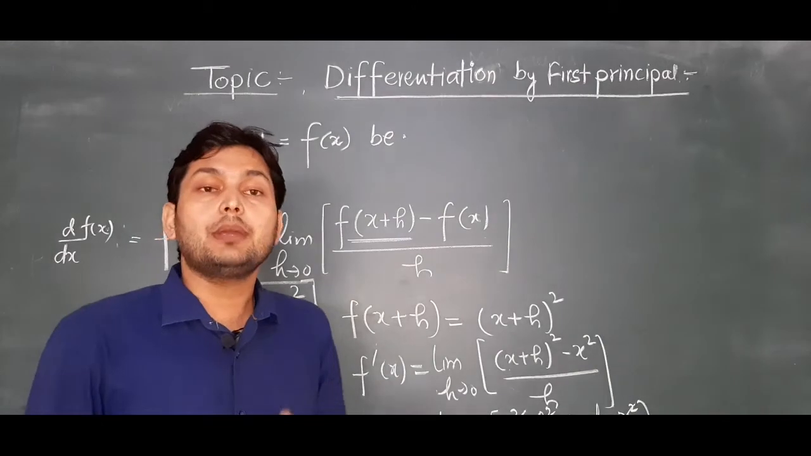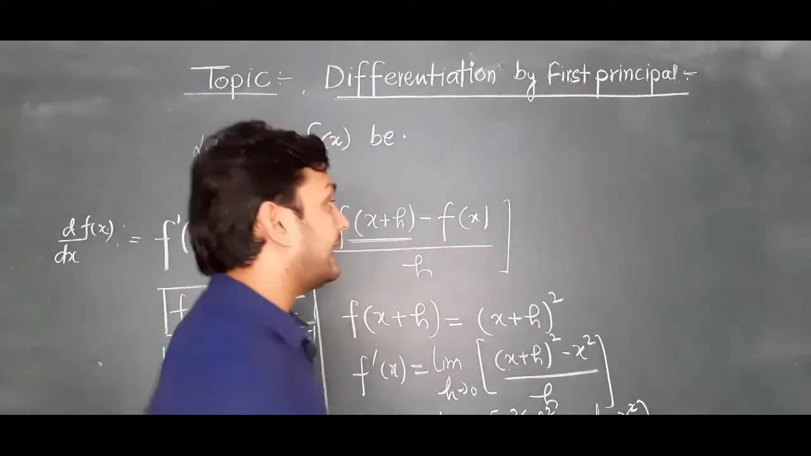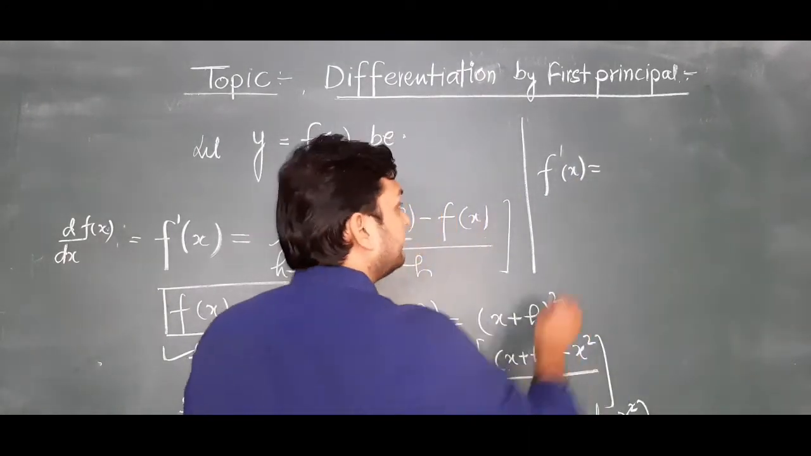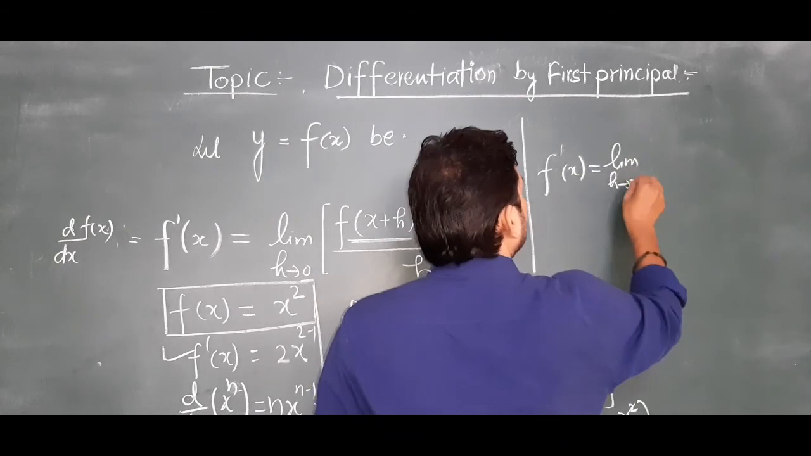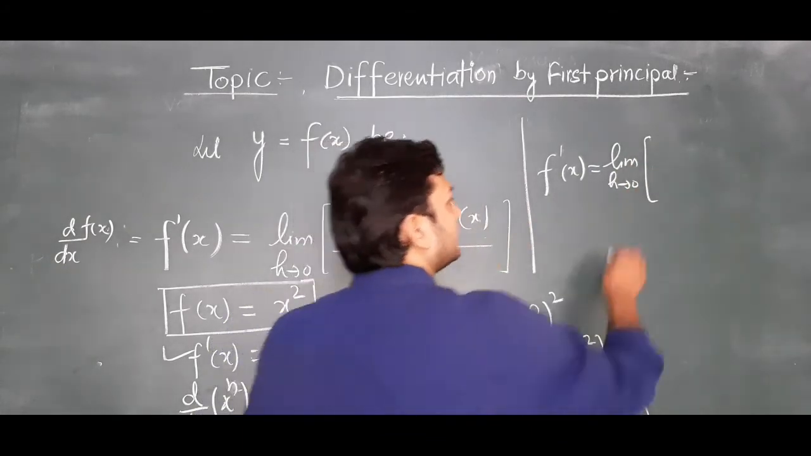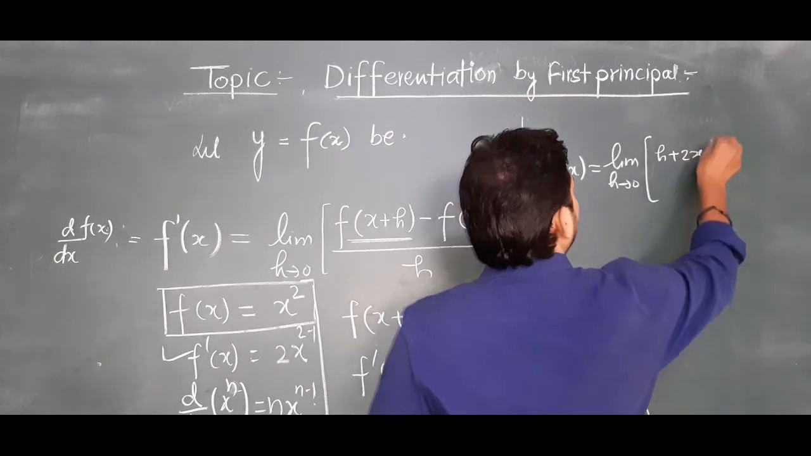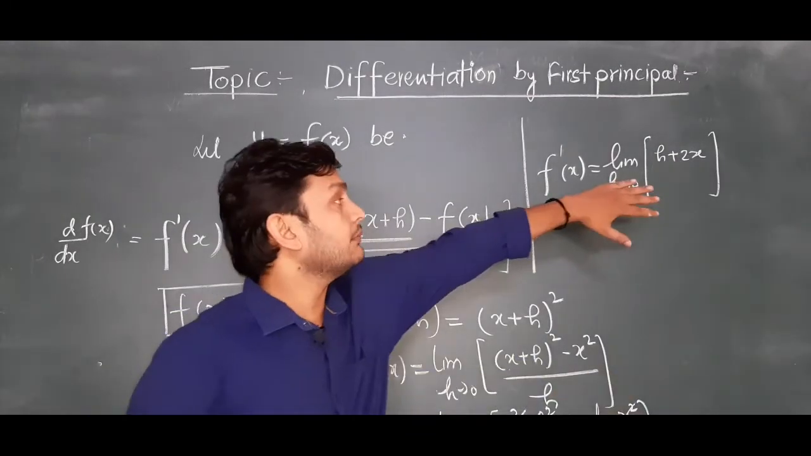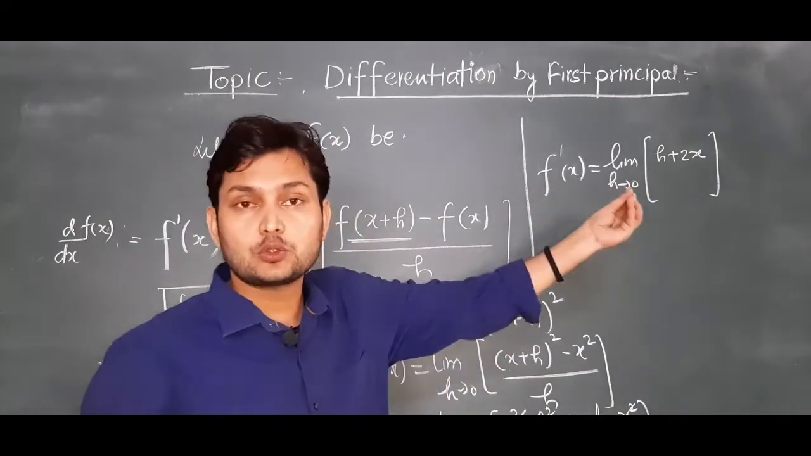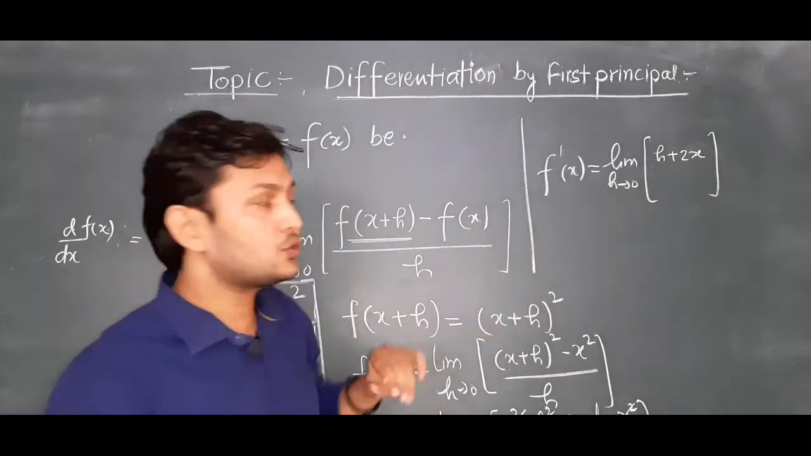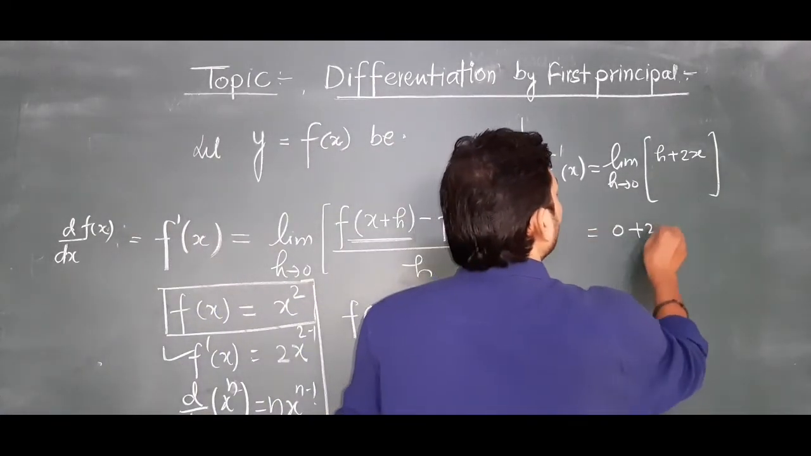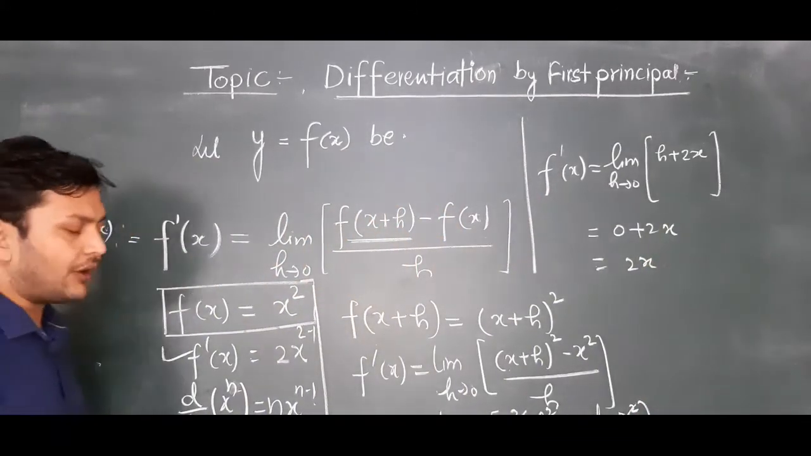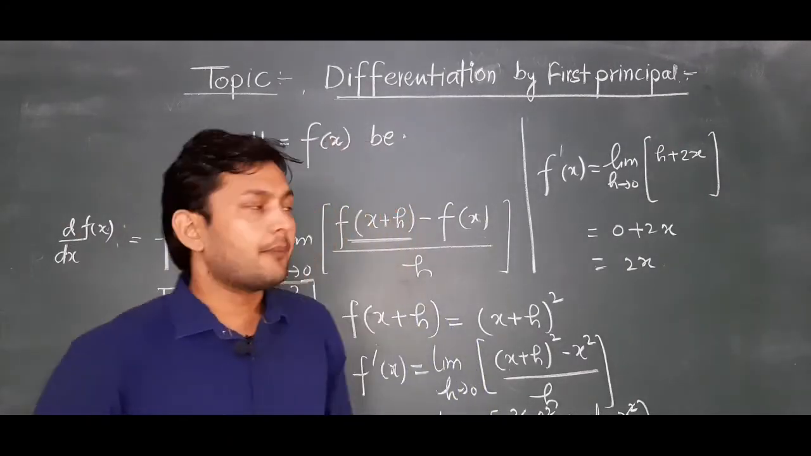So the denominator became free from h, and this is good for us. f'(x) will equal the limit as h tends to 0 of (h + 2x). One thing: when the denominator is free from h, now you can put h equal to 0, or you can say h tends to 0. The result will be 0 + 2 into x, and this is equal to 2x. So guys, in this way you can find the derivative of any given function by using the first principle.